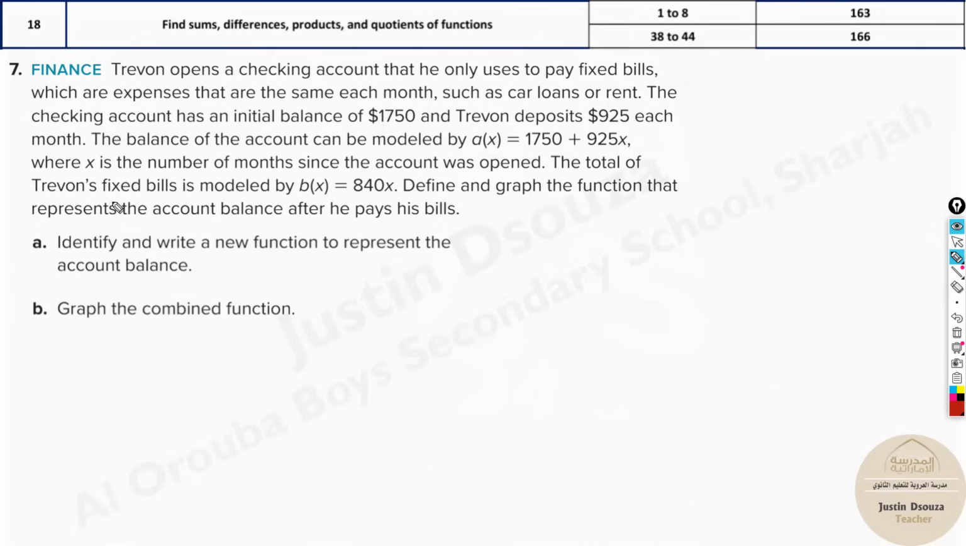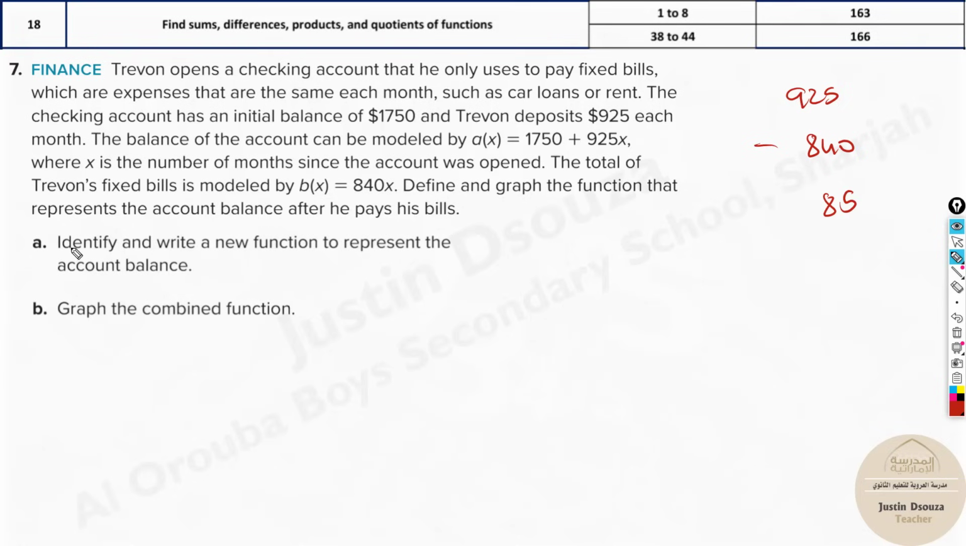The total of Trevon's fixed bills are modeled to be 840x. Now here, how much is he depositing? 925 every month. But his bills, say his rent and loans and everything, are 840 every month. So over here, this is the difference. He's putting in more, that's fine. The $85 more is being deposited, that's well and good. But here, this is the equation given. X means for every month.